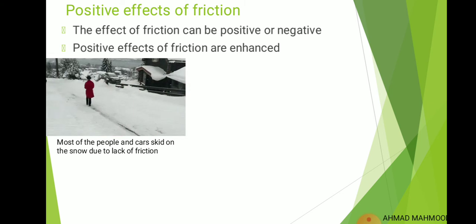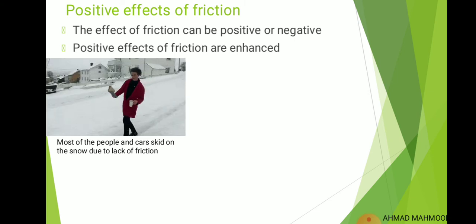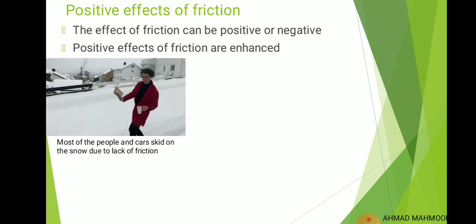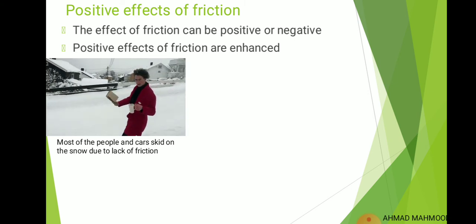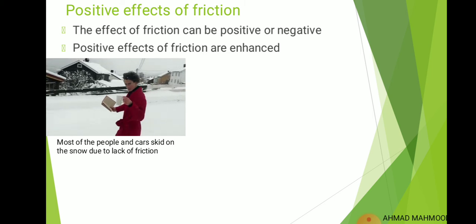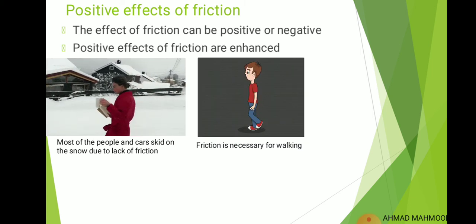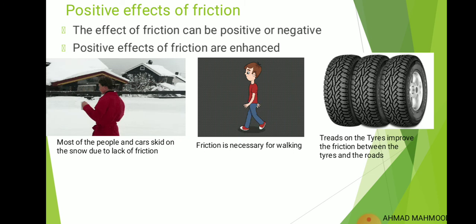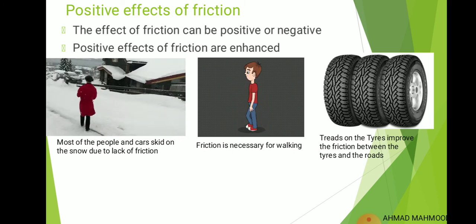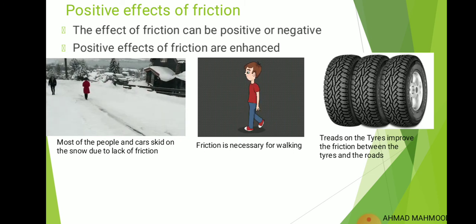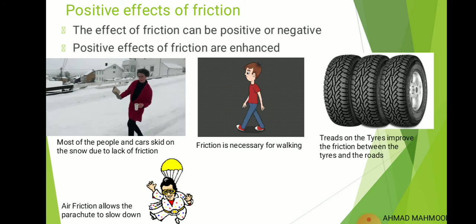In snowy areas, they use chains around the tires of cars to increase the friction between the car and the snow. Friction is necessary for walking. Treads on the tires improve the friction between the tires and the roads.